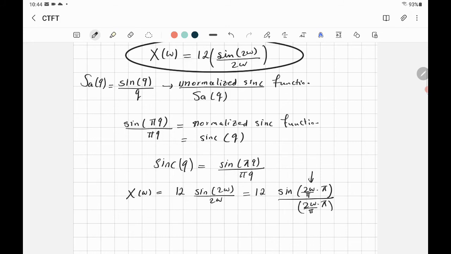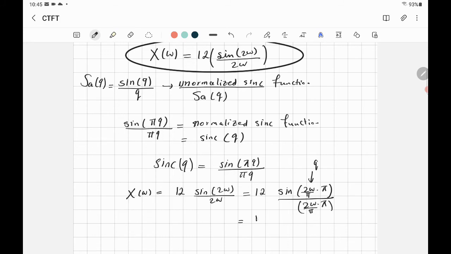So actually, this is your q: 2 omega over pi is q. And remember, when you say sine pi q over pi q, it's equal to sinc q. So how do you write this one? But by the way, did you make any change? No, because you divided by pi and multiplied by pi, there's no change. Originally I have 2 omega, I divide by pi, multiply by pi, no change.